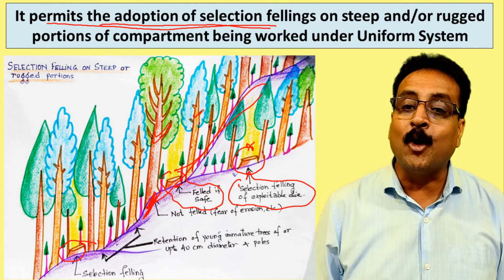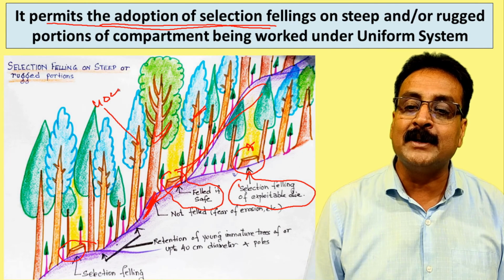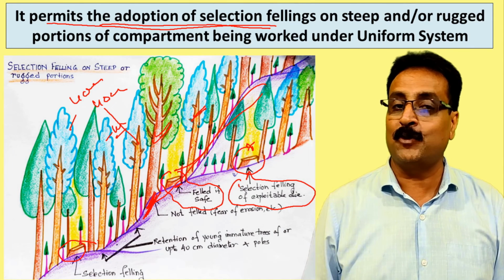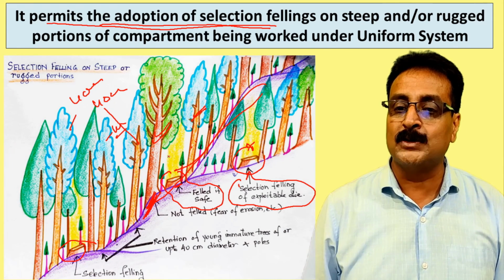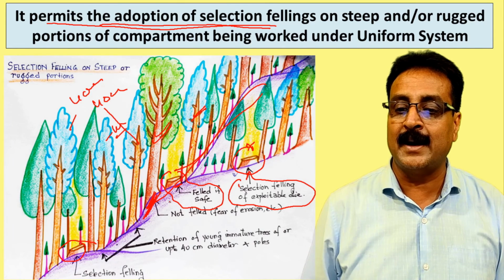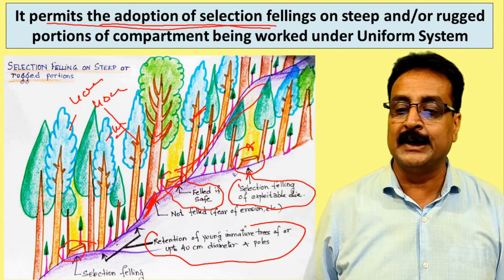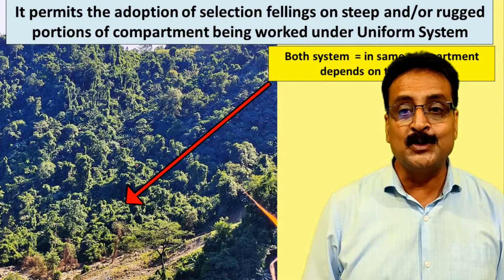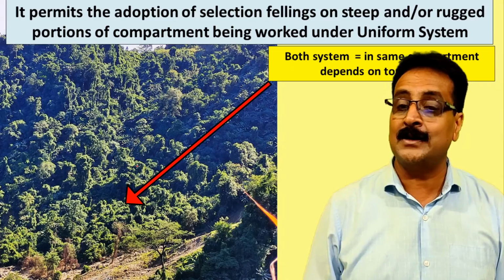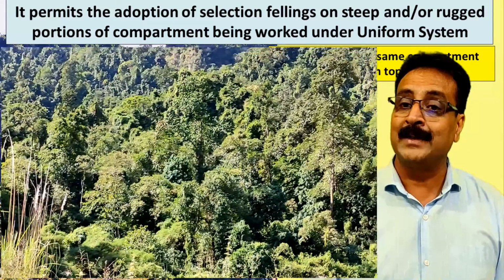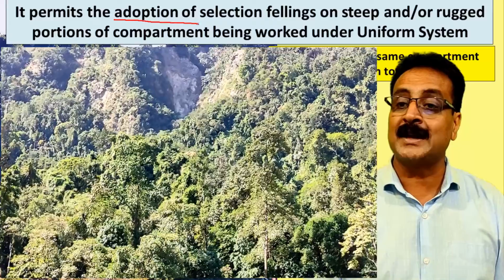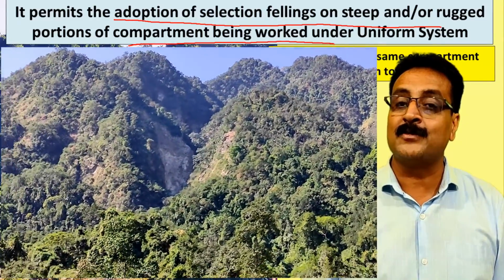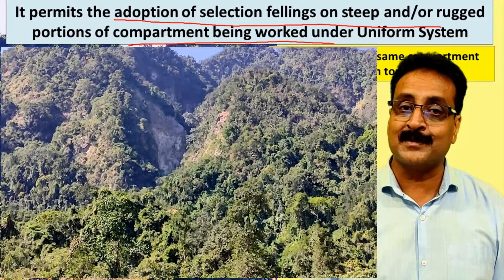And we are also retaining all the 40 centimeter diameter trees. Up to 40 centimeter diameter we are retaining here. So poles and immature trees of 40 centimeter diameter are retained here, in the steep or sloping areas. Because of this, it becomes a pattern of selection felling. So it permits again the adoption of selection felling on the steep, rugged portion of a compartment being worked under uniform system. It is not a true uniform system.